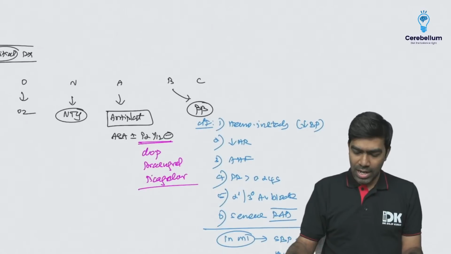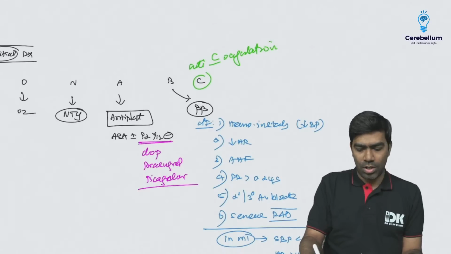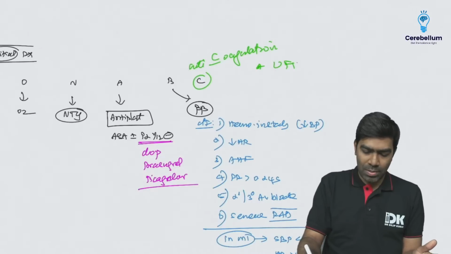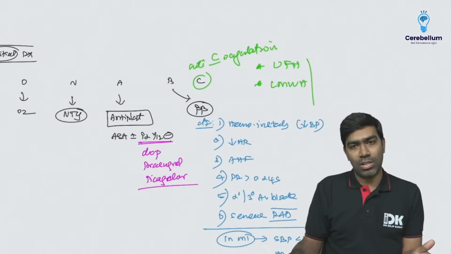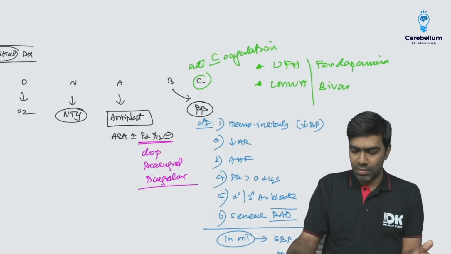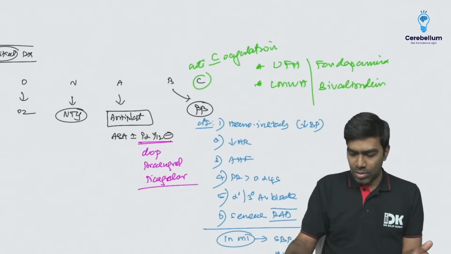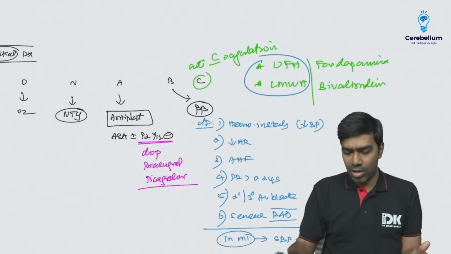C stands for anticoagulation, or coagulation pathway inhibitors. So what are the 4 anticoagulants that we use in the setting of ACS? One is unfractionated heparin. Second is low molecular weight heparin, the most common example being enoxaparin. Third is fondaparinux, and fourth is bivalirudin. Of these, commonly we use these two drugs, low molecular weight heparin or unfractionated heparin.